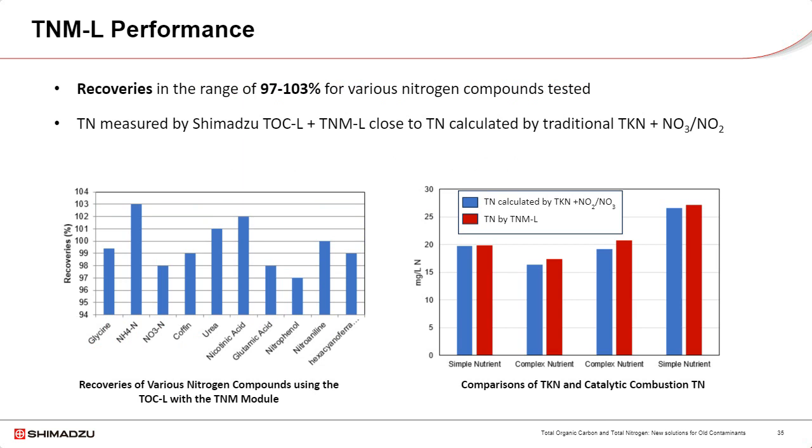So in this slide, the graph on the left shows the excellent recovery rates for various nitrogen-containing compounds using the Shimadzu TNM-L. On the right, the graph shows a comparison of total nitrogen results between samples measured using the Shimadzu TNM-L, and then the same samples measured using the TKN plus nitrate and nitrite method. As you can see, these results are virtually identical, indicating that the total nitrogen module can give you the same results as running TKN plus nitrate and nitrite.